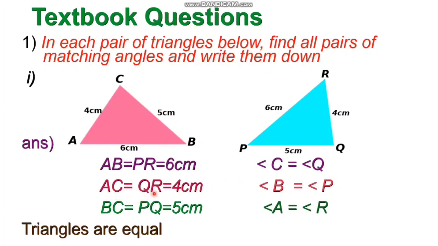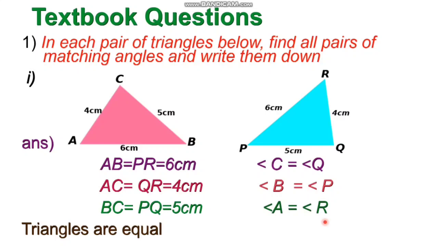Second, AC and QR are equal. Now we are going to find out the angles opposite AC and QR. Look at opposite of AC, angle B. Opposite of QR, angle P. So we can write angle B is equal to angle P. Then side BC. BC and PQ are equal sides. So opposite of BC is angle A. Now PQ. Opposite of PQ is angle R. So we can write angle A is equal to angle R.